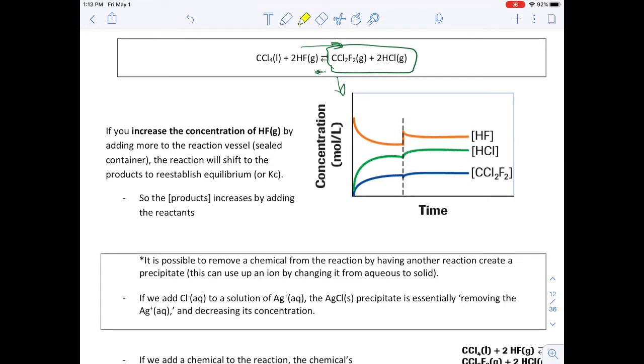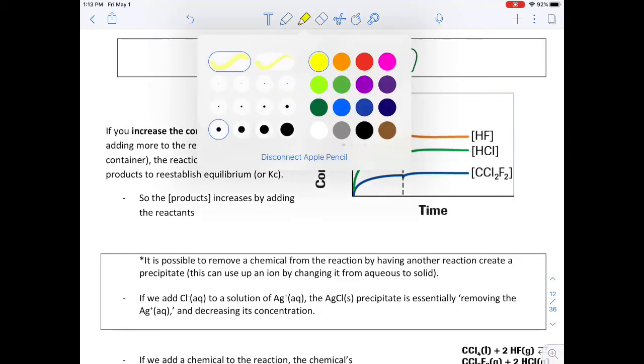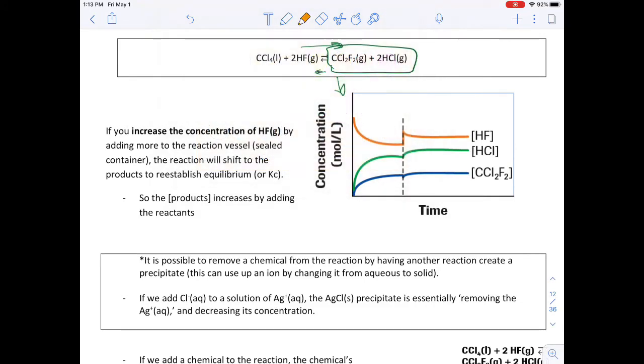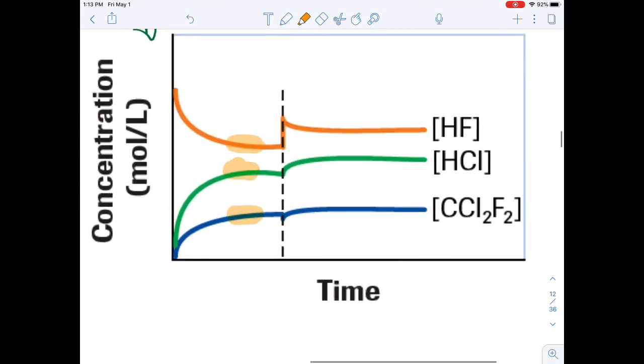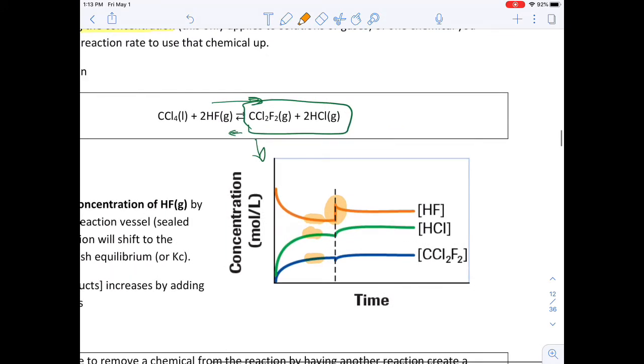So let's follow these chemicals. Here we've got our hydrogen fluoride at equilibrium, right? And so are the hydrogen chloride and the dichlorodifluoromethane. Here we can see that we have had hydrogen fluoride added. So they've added the reactant, hydrogen fluoride, and when I say reactant, I mean the left side of the reaction. And now it's going to get used up.